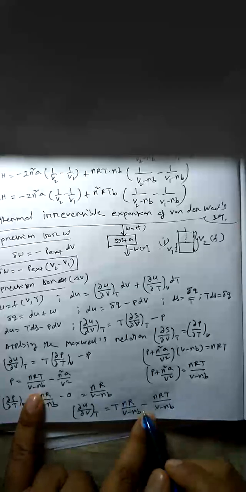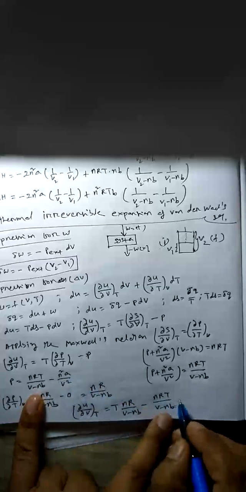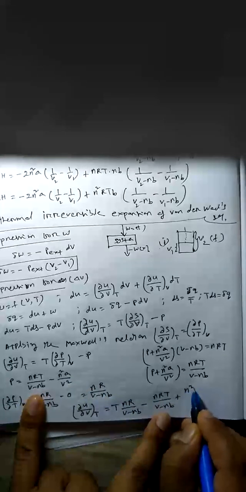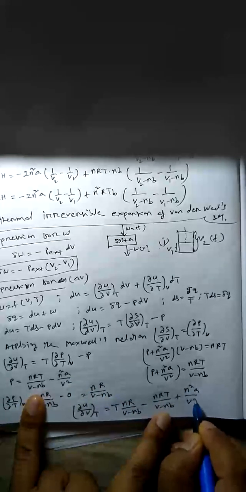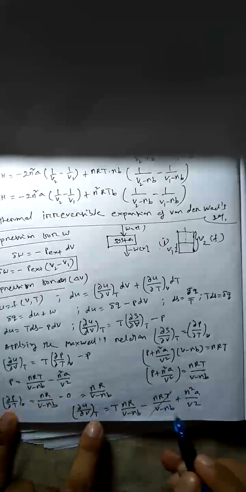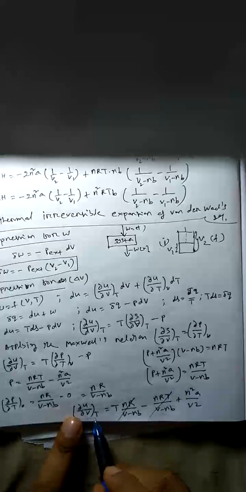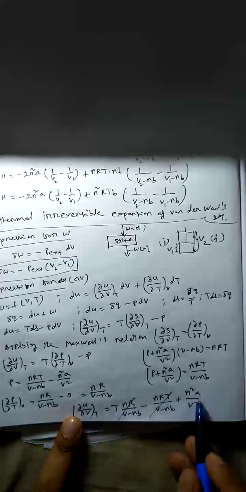This is the minus plus n square a by V square. This one nRT V minus NV, this one cancels. We get what? ∂U/∂V at constant temperature is equal to n² a by V². Now this is all a derivation, you have to practice it, otherwise you will make mistakes.